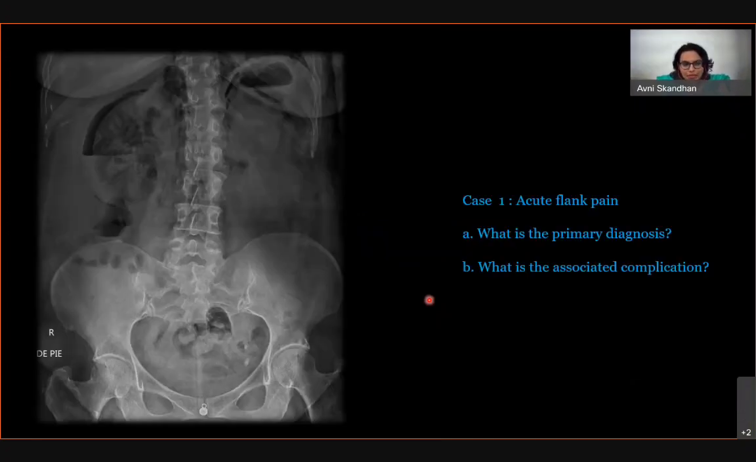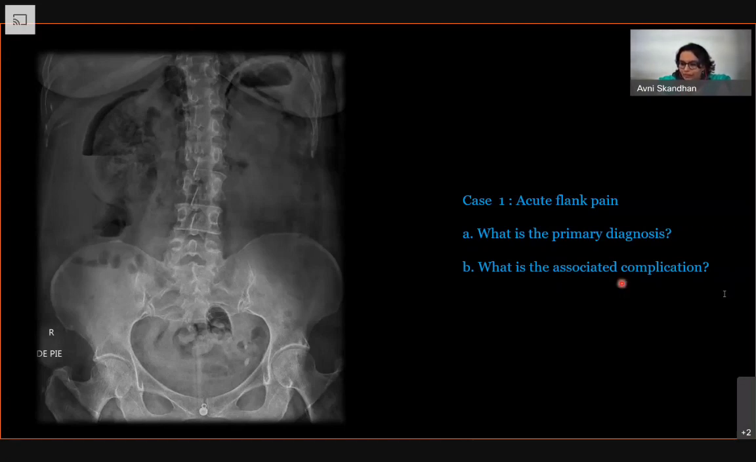First, this is an X-ray. This patient presented with an acute flank pain. I want you to tell me what is your primary diagnosis. What is the primary diagnosis and what is the associated complication that you're seeing here?